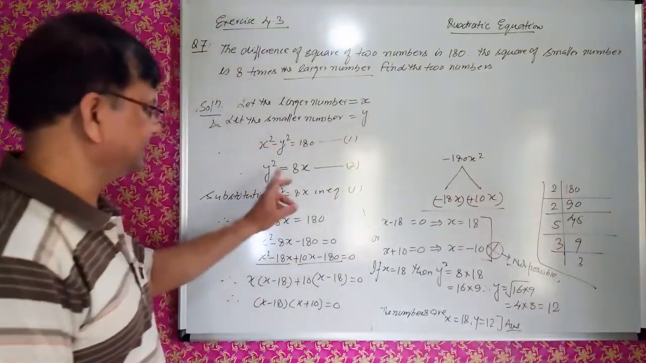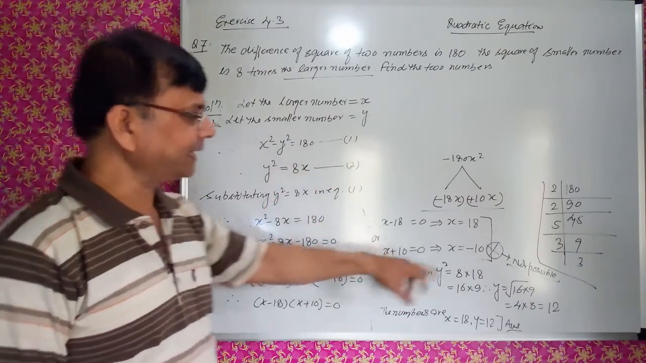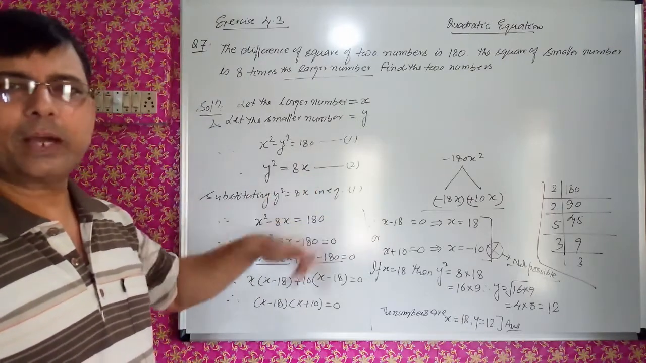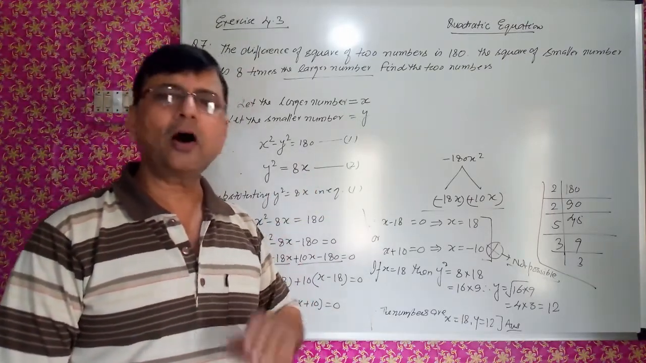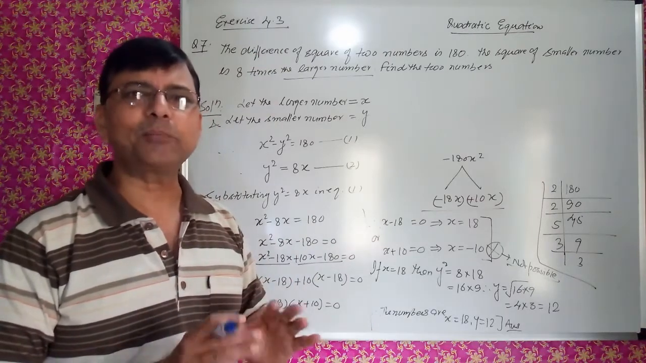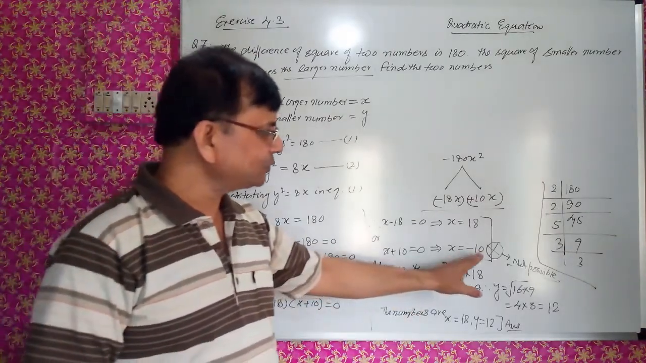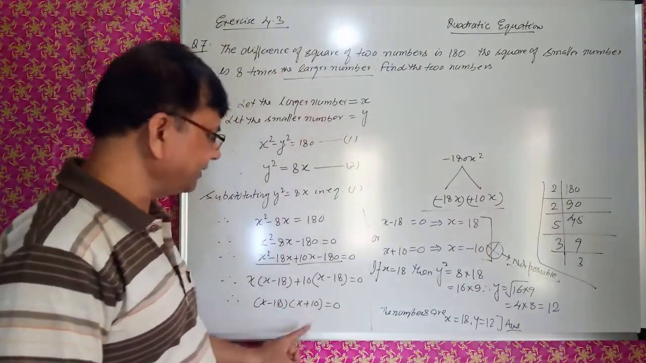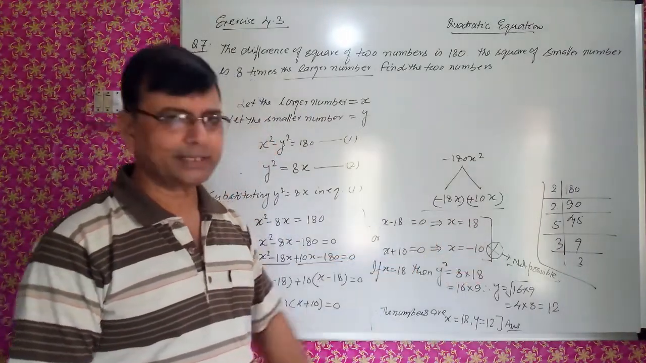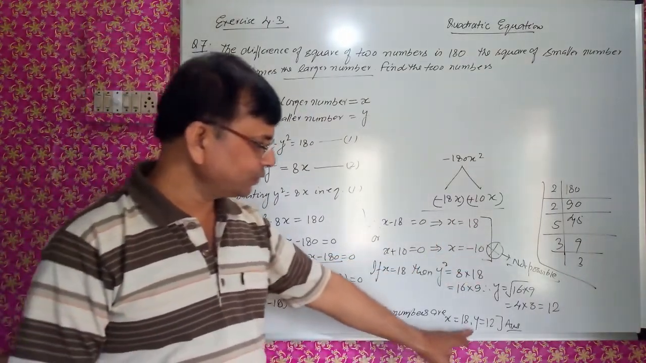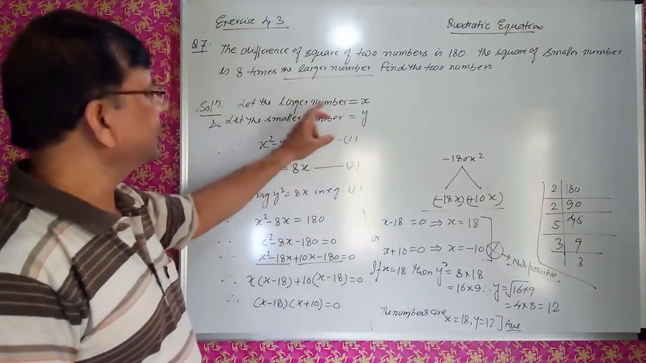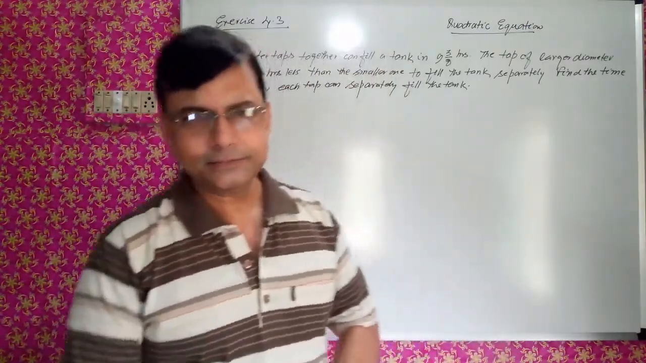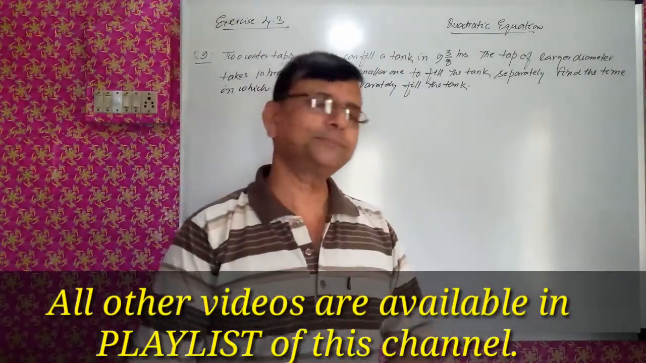Because the condition is this, y square is equal to 8x. If you take x equal to minus 10, it will be minus 80. And the square of any number, whether it is positive or negative, will always be positive. That is why x equal to minus 10 is not possible. So we cannot take the solution of this equation as x equal to minus 10. So two numbers we got, x is equal to 18 and y is equal to 12, means the larger number is 18, the smaller number is 12. This is the answer.